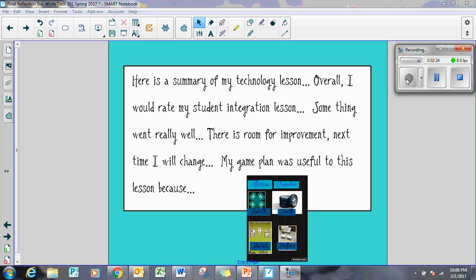My game plan was very useful during this lesson because students knew how to handle the iPad, what to do if the technology wasn't working the way they wanted, and how to get help. Another thing happened with the use of my game plan. Students helped each other more readily because they knew that this was an expectation.